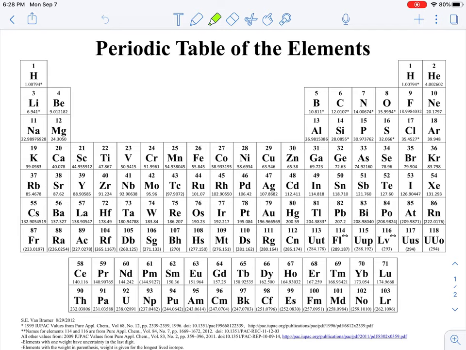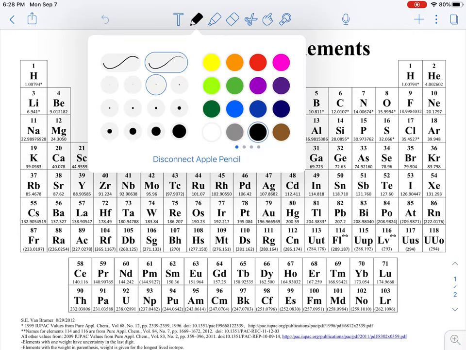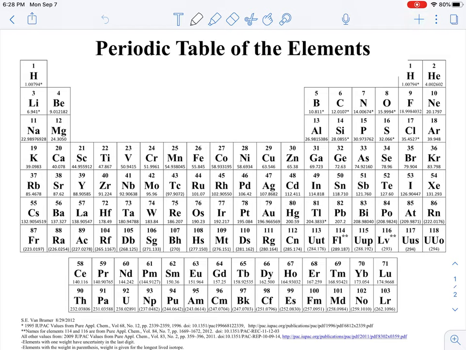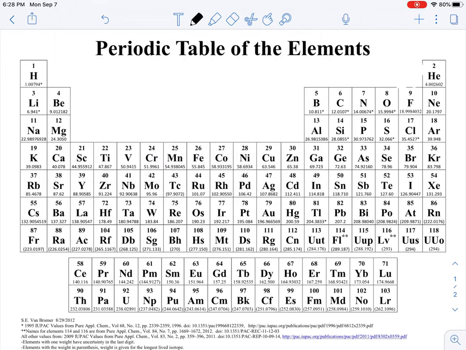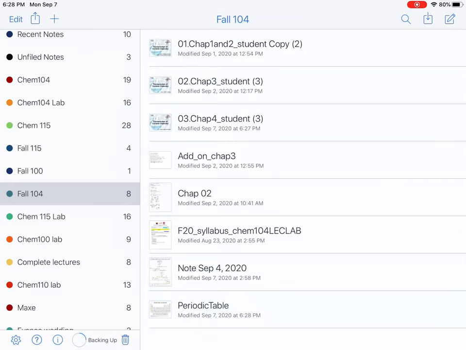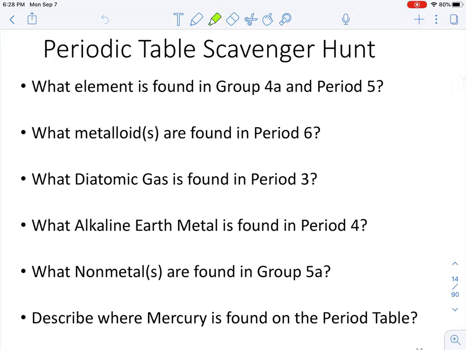All right, so I'm just going to erase that for now, so that way we don't get confused. Okay. So you guys can go ahead and do the same thing in your own periodic table. And so this is what the periodic table of elements looks like with all of the details that I want to be included. And so I totally forgot what the question was. Let me go back. So what we're going to do is identify the element that's found in group 4A in period 5.